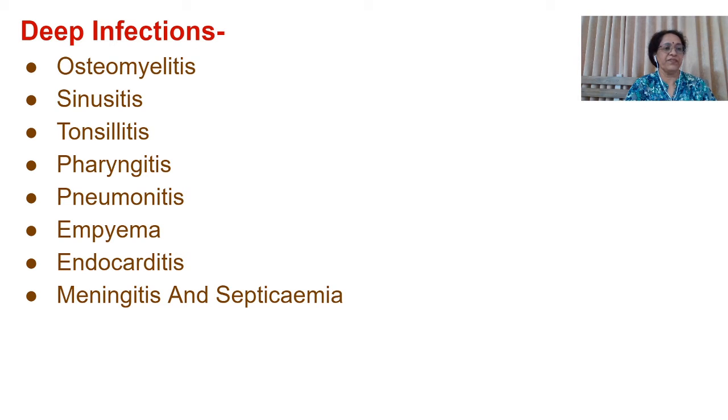Here the first infection is osteomyelitis. This is nothing but an infection of the bone marrow or of the bones. This is a highly painful condition, and pus accumulates in the bone marrow in the middle portion of the bone, and it is very difficult to treat. The second infection by Staphylococcus aureus is sinusitis.